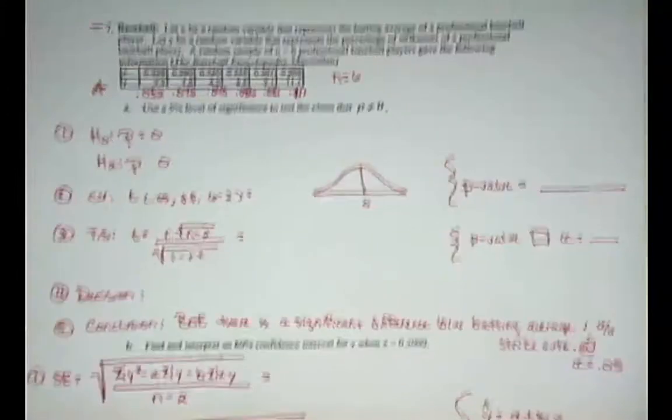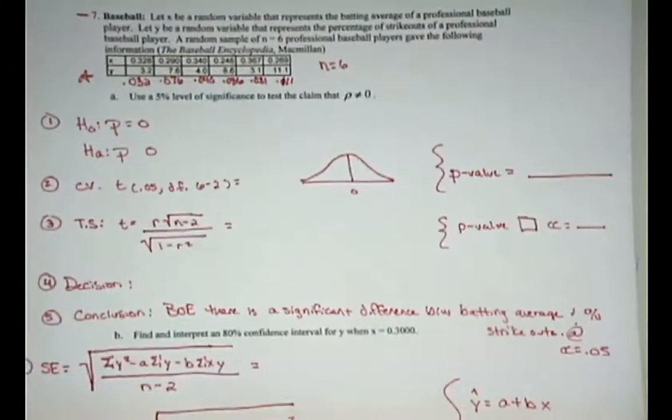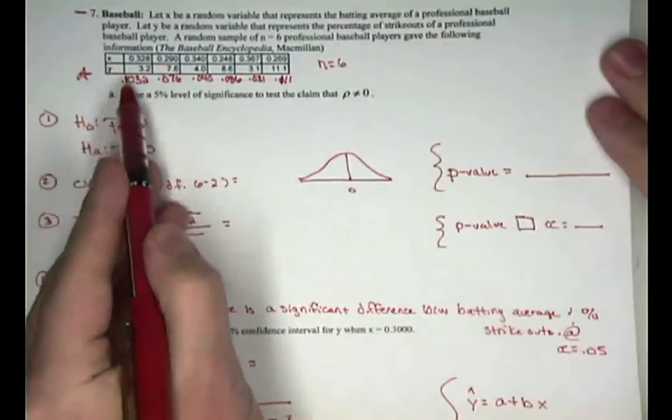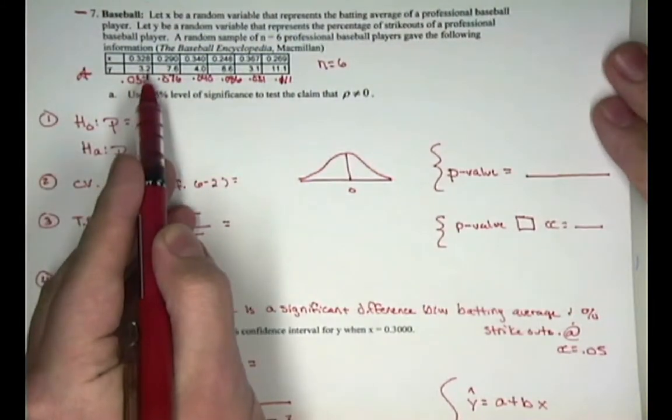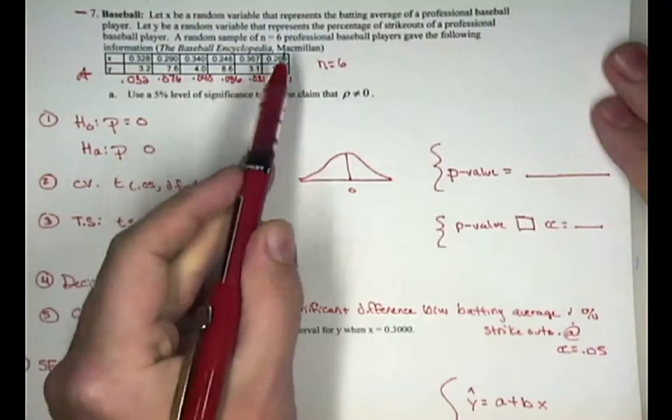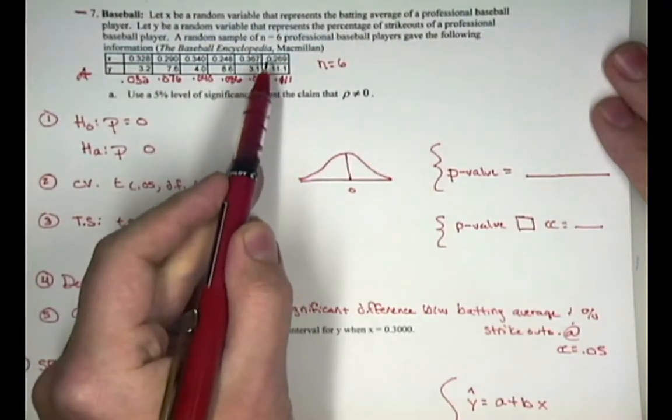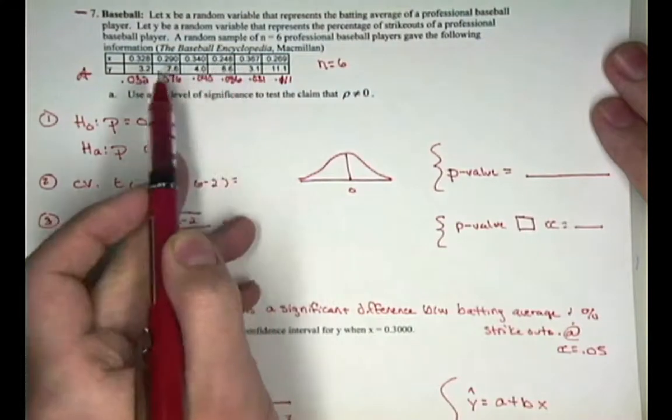Okay, so this is a linear regression problem dealing with baseball, and it has to do with percent of strikeouts and batting average. It's important to note that the y variable is reported in percentages, but the x variable, batting average, is in decimal format.